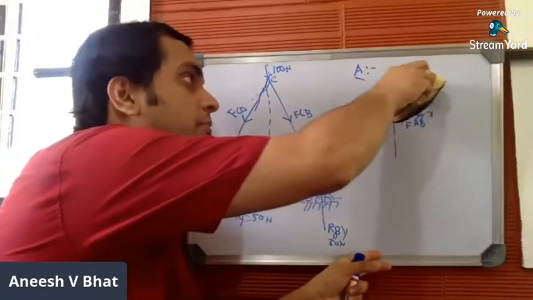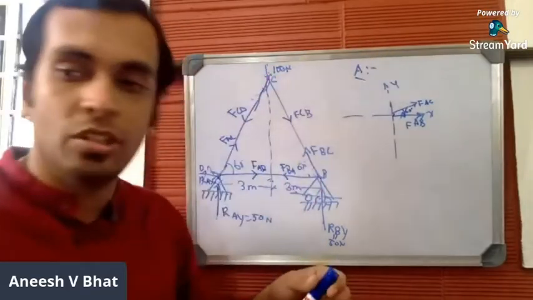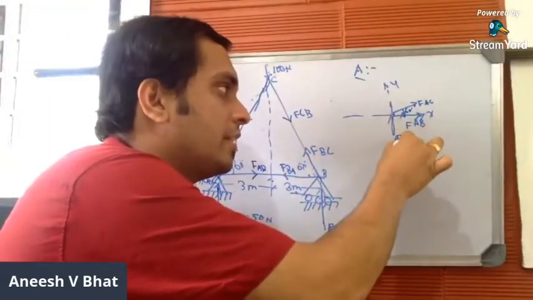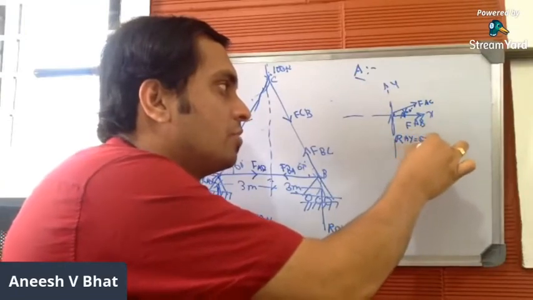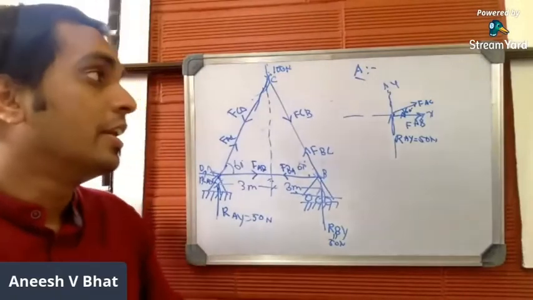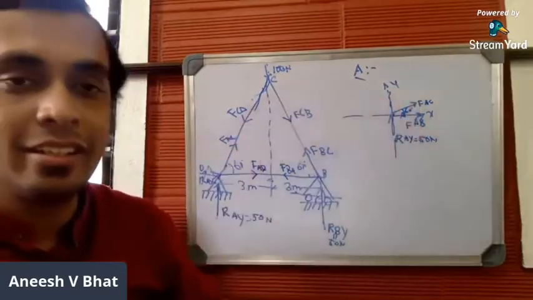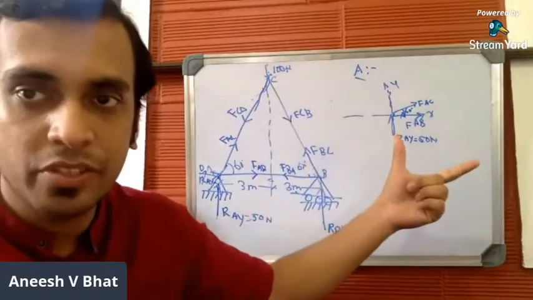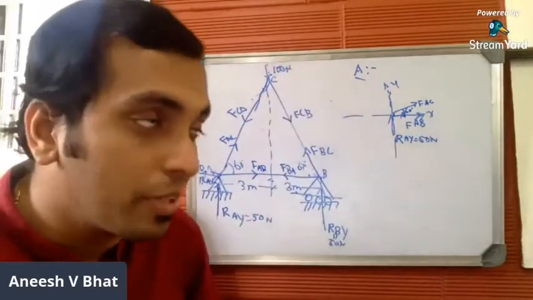Let me draw it here. It becomes easy for me to show the resolved components. So let me draw RAY here, RAY, which is equal to 50. So this is the free body diagram of joint A. Now FAC is inclined. Now we have drawn the free body diagram and we have to apply the conditions of equilibrium. We have two conditions of equilibrium to apply.